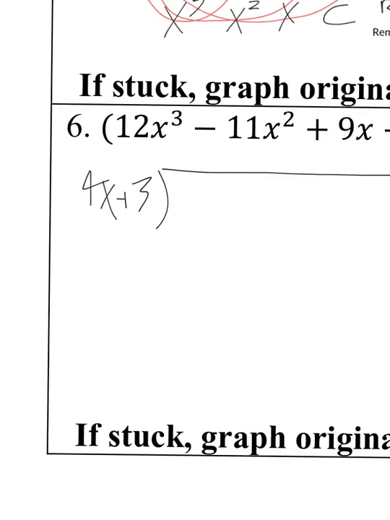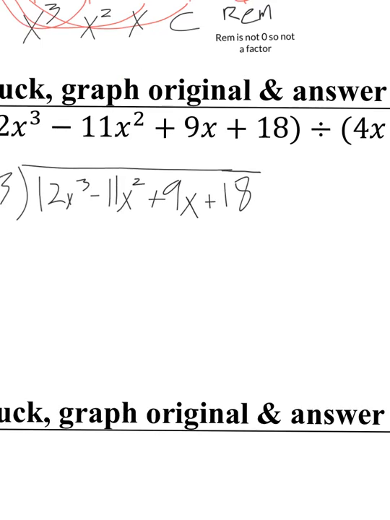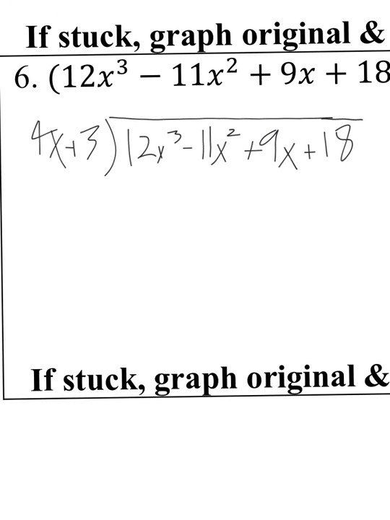And then bring down the rest. 12x to the 3rd minus 11x squared plus 9x plus 18. Okay? So the key is to focus on the outside terms only. So I'm going to do 12x to the 3rd divided by 4x. Well, 12 divided by 4 is 3, and x to the 3rd divided by x is x squared. All right? So basically, you just take 3x squared and you multiply it times 4x plus 3. And then you subtract that out.